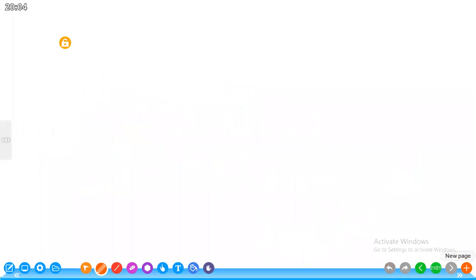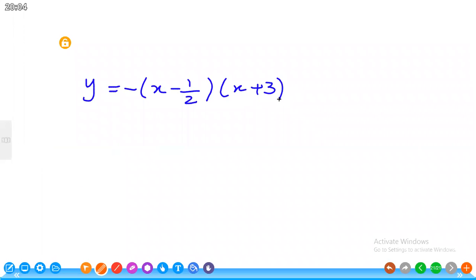Okay, see the other question. y is equal to -(x - 1/2)(x + 3), right? Here you have to find the nature of the graph. The nature of the graph is a parabola with a maximum, because the coefficient of x squared is negative, maximum. Then B part, equation of the axis of symmetry.